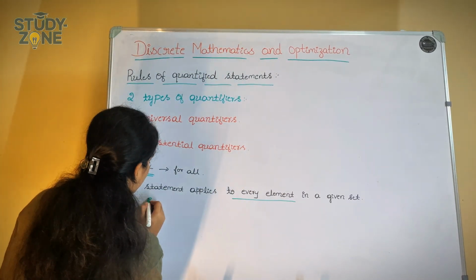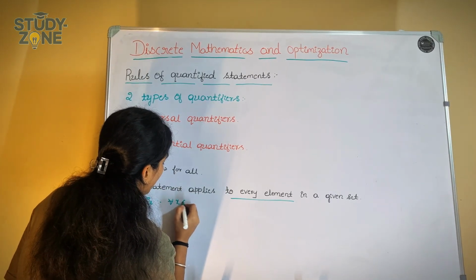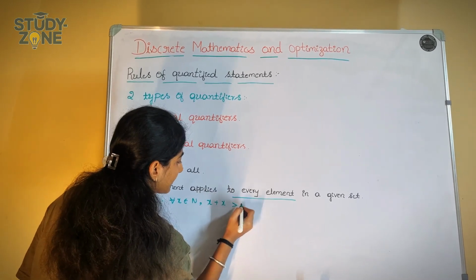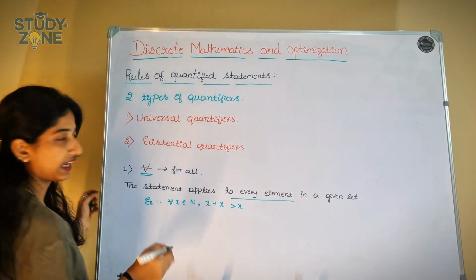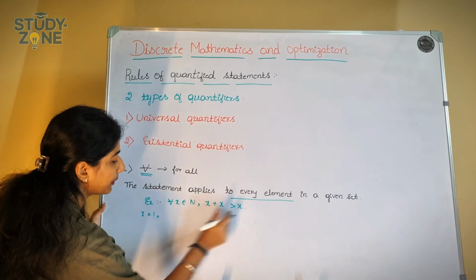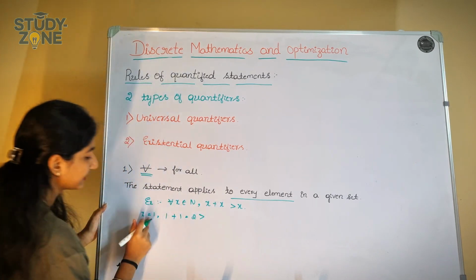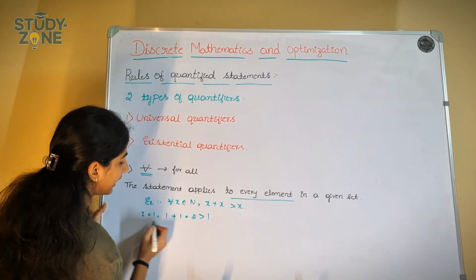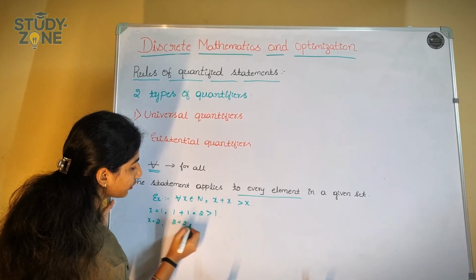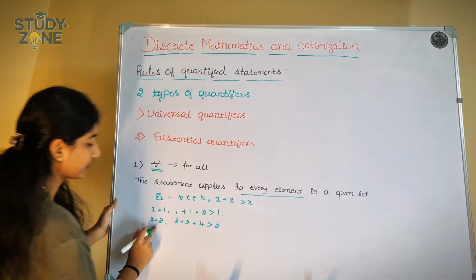Okay, so there is one statement that says for all x belongs to N, we have x plus x greater than x. Okay, so let us take x equals 1. So what will it be? It will become 1 plus 1, which equals 2, which is greater than x, that is 1, correct? So 2 is greater than 1. So let us take x equals 2. Okay, so 2 plus 2, which equals 4, right? So 4 is greater than 2, correct? Because x equals 2.